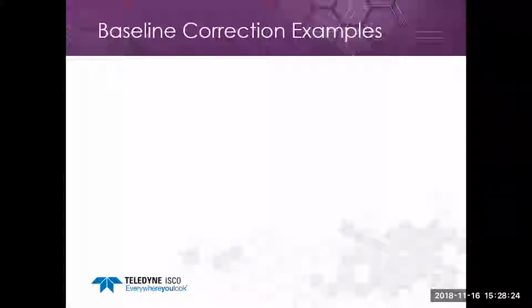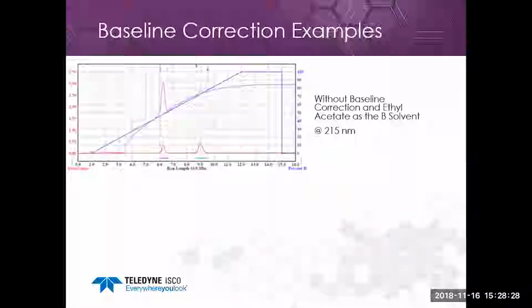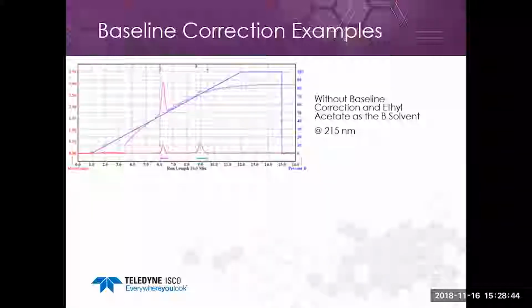Now some examples of how this has been used. In the lab, we wanted to monitor the 215 nanometer wavelength, which actually overlaps with ethyl acetate. Without baseline correction, you can see the first peak, but the second peak is almost indiscernible at 215 nanometers because of the ethyl acetate competing for the absorbance there.